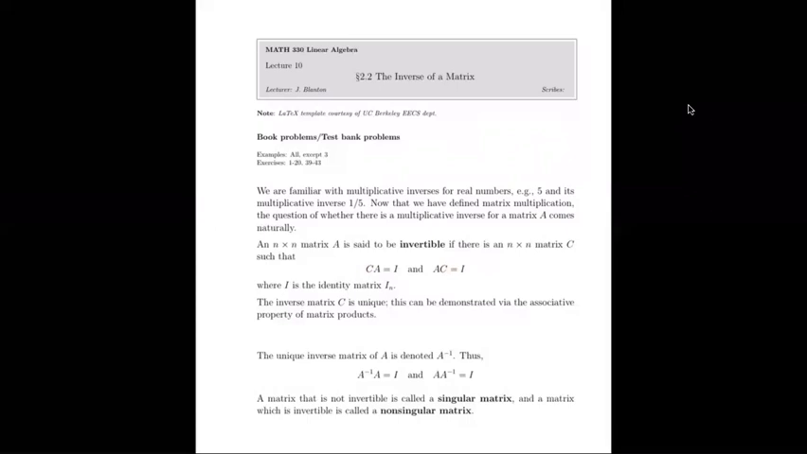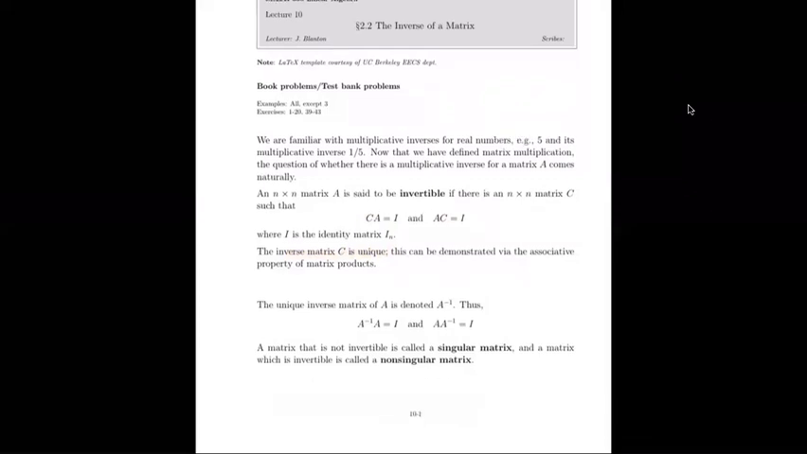Furthermore, the inverse matrix is unique. This can be demonstrated by the associative property of matrices. If we were to write that down and say, okay, suppose B and C are inverses of A. Now I might not show both directions here, but if B and C were inverses of A, then we know that A times C is equal to the identity matrix, which is equal to A times B, which is also the identity matrix.